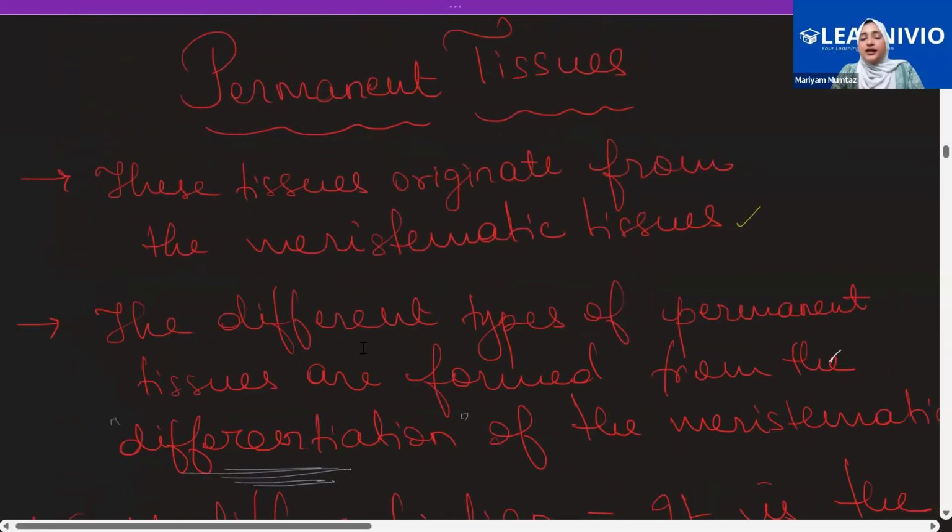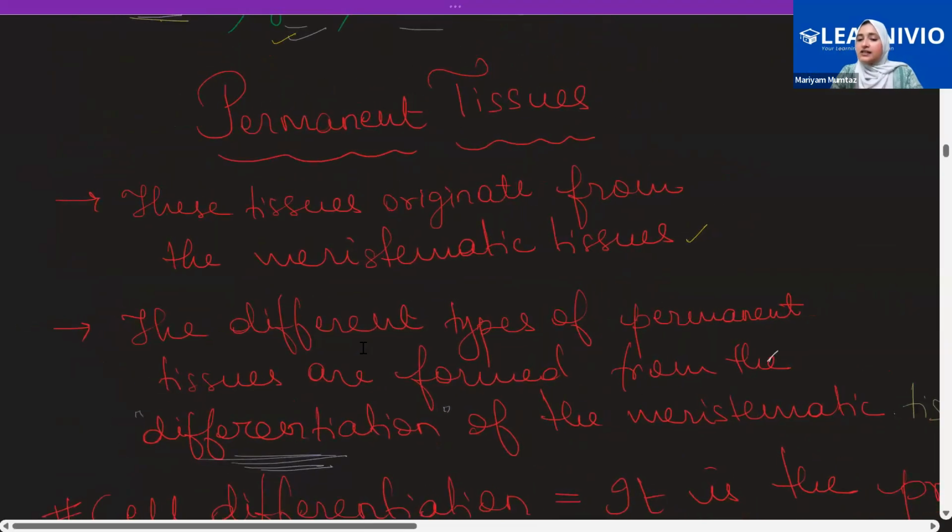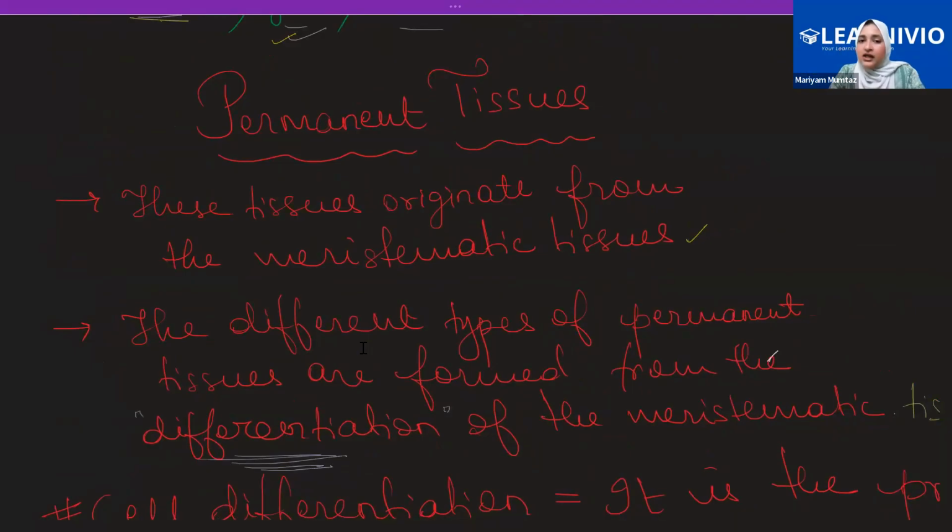After that, there come the permanent tissues. Up until now, we have discussed the meristematic tissues that had the property of constant division, right? But now, let's say some of the meristematic tissues lose their ability to divide, meaning when they cannot divide anymore, they become permanent tissues. So the permanent tissues are not something new. They come from the meristematic tissues that have now lost the capability of division.